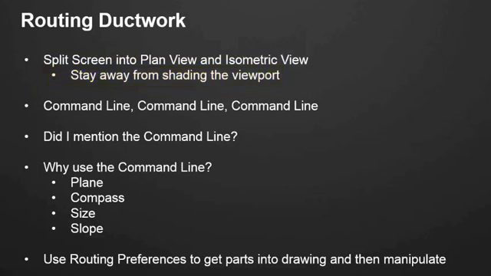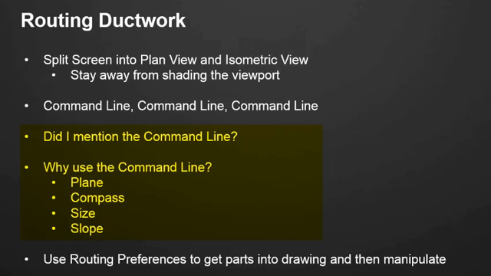I have written down here command line, command line, command line. Because I see a lot of people routing ductwork with their mouse and they use the property palette and they never look at the command line. And there are some very specific options that are available on the command line while routing that we'll get into. The important ones being the ability to change the plane that you are routing on, and to be able to do that, you need to have your compass enabled.